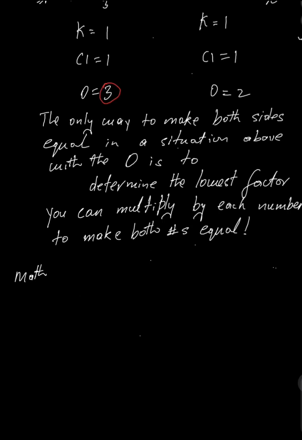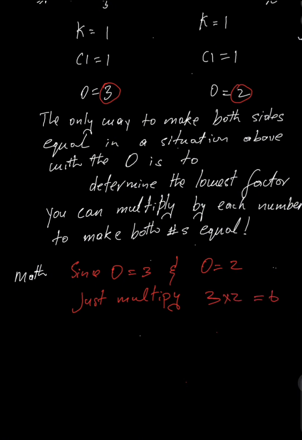Now all we have to figure out is what number we can multiply each side by in order to obtain 6. And of course, you can multiply the reactant side, which has 3 oxygens, by 2. And you can multiply the product side, which has 2 oxygens, by 3. And then both sides would be equal to 6.